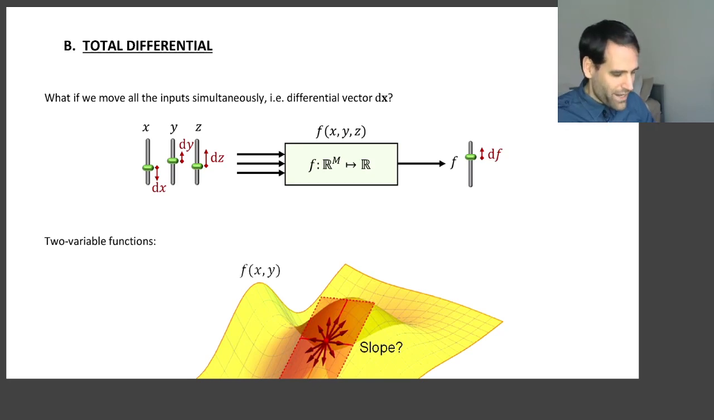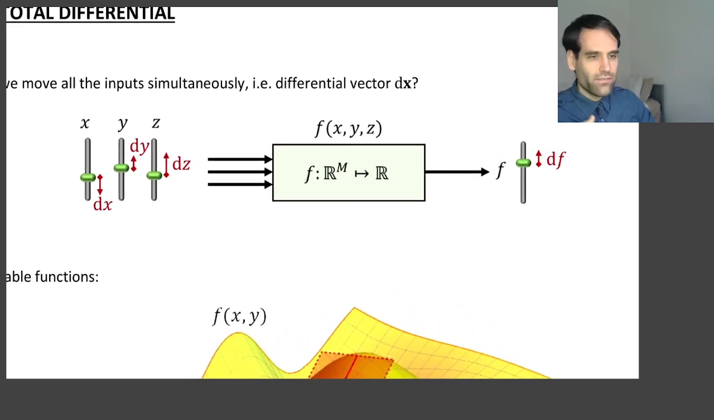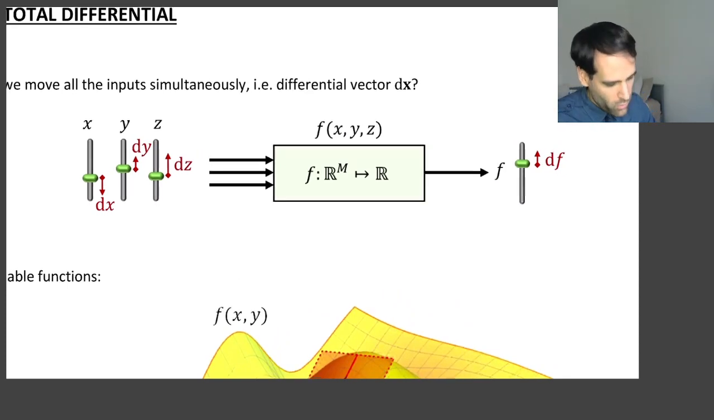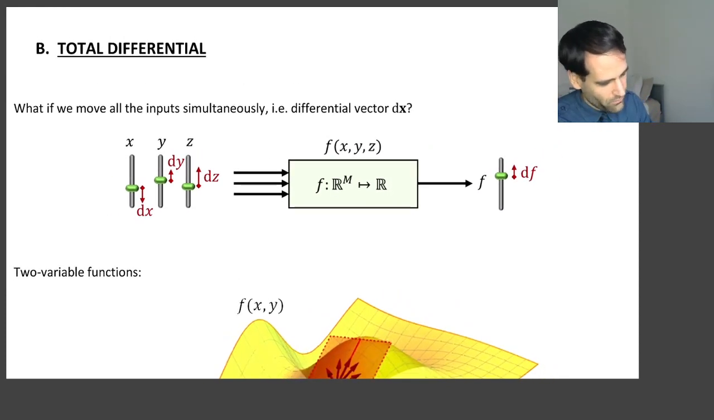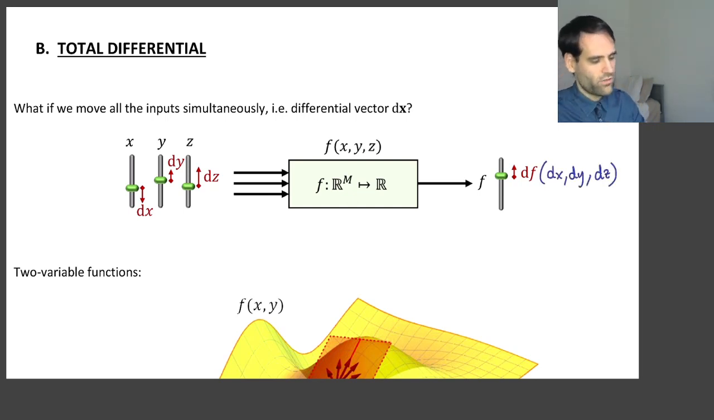So what if we have our machine which has several sliders which are the variables as the input, and we want to know what df is when we move all of the sliders at the same time. Okay, so we move dx, dy, dz. So what happens with df? Of course df is going to be a function of how much we move each of the three sliders. So df is a differential which is a function of dx, dy, and dz.